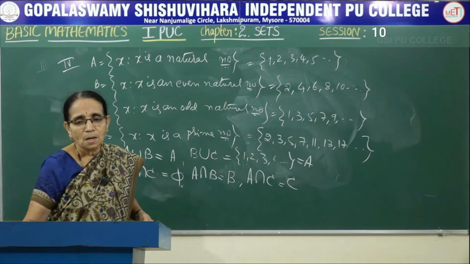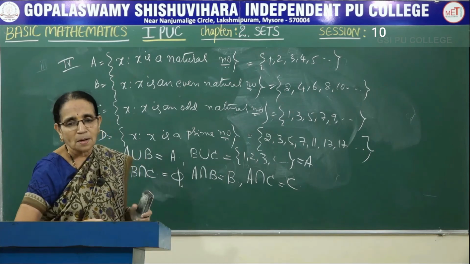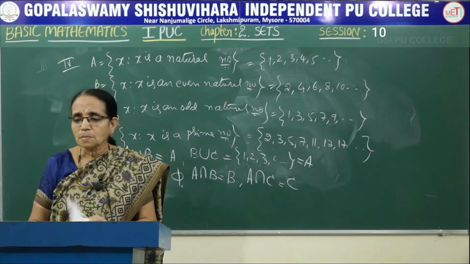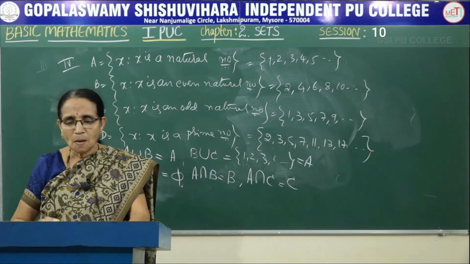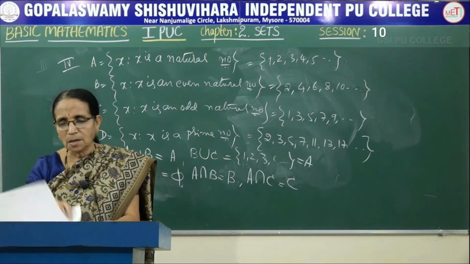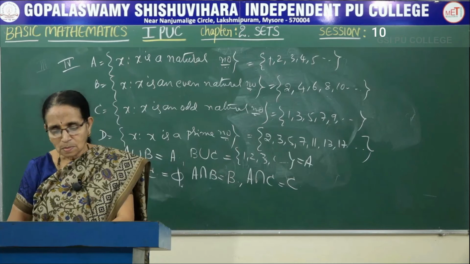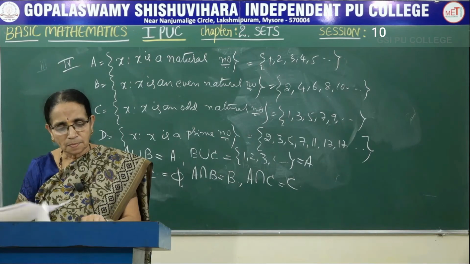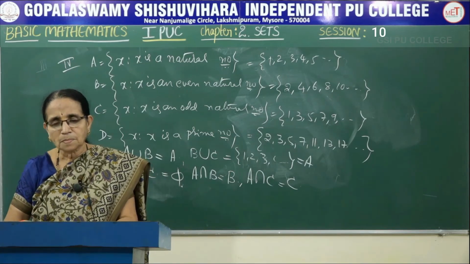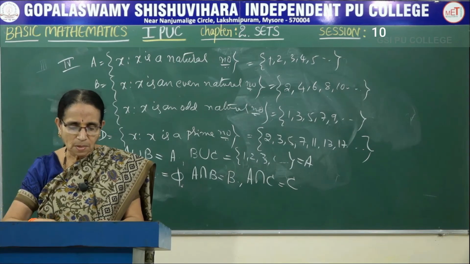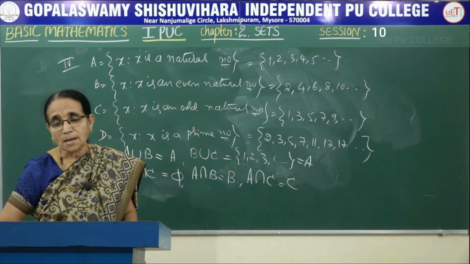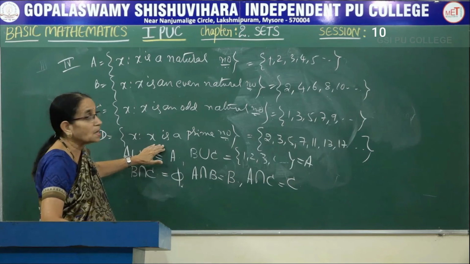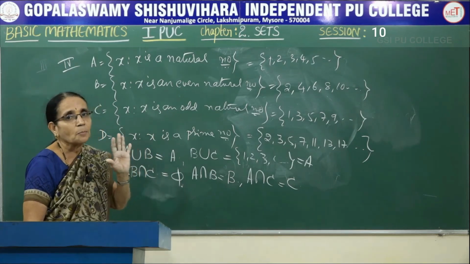Now, next one is A union... we'll be calculating one more thing here. Let me calculate B intersection D. Till now I have not come to the set D here. D is a set containing only the prime numbers here.